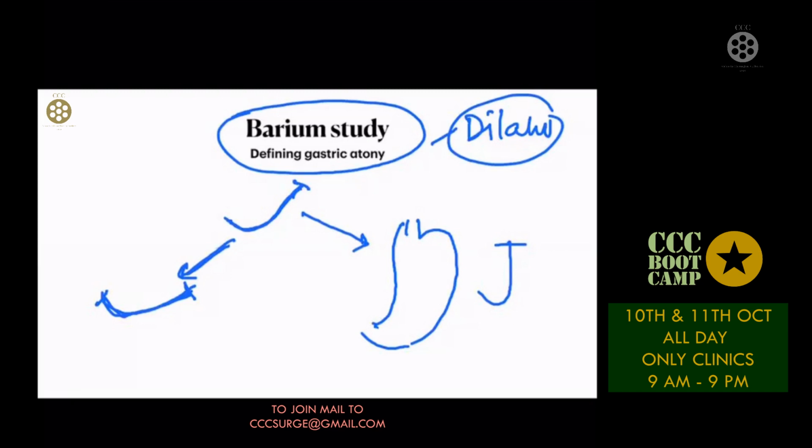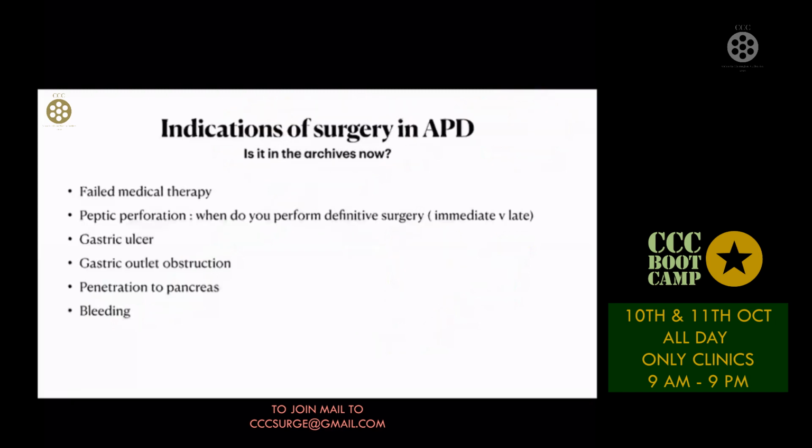Today we have nuclear physicians to help out, though it's not common. But if you suspect it, a CT scan or even a barium study can tell you about the gastric atony that is obvious. Now coming to the indications of acid peptic disorder surgeries.